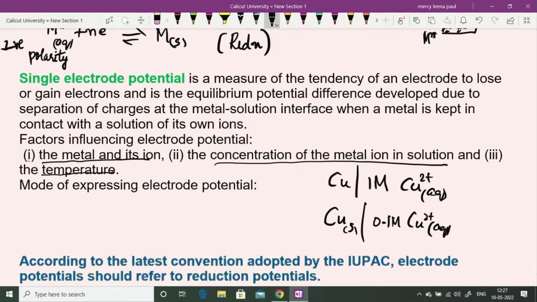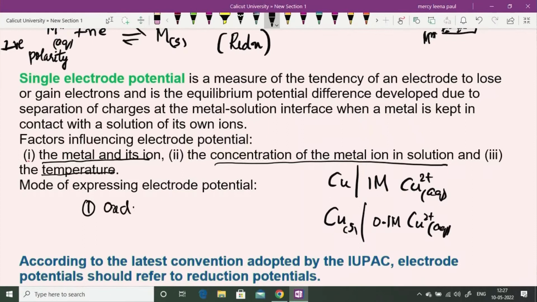Now, how will you express electrode potential? We have seen 2 cases, where the electrode is undergoing oxidation and where the electrode is undergoing reduction. When an electrode is undergoing oxidation, we can say there is an oxidation potential. When the electrode is undergoing reduction, we can say it is a reduction potential. So, you can say it in both ways, either the oxidation potential or the reduction potential.